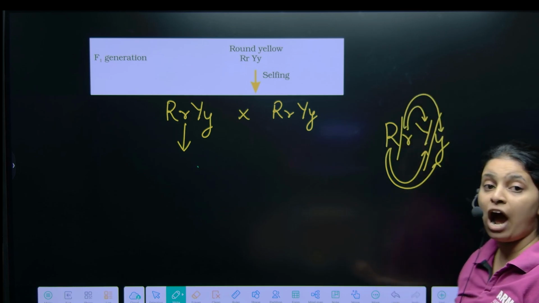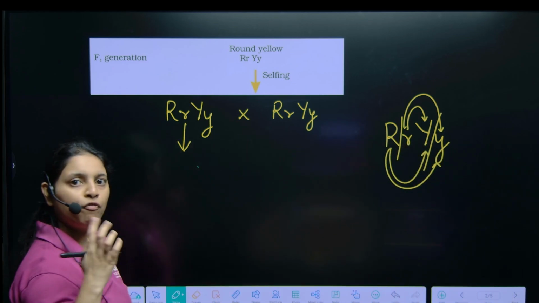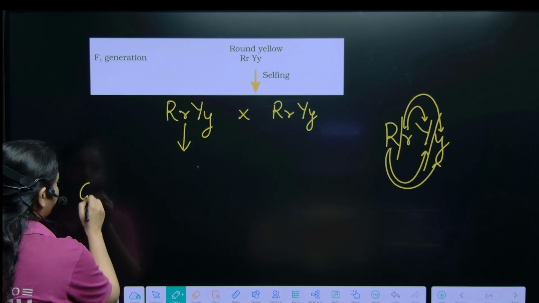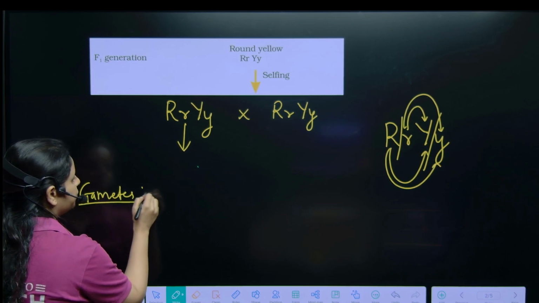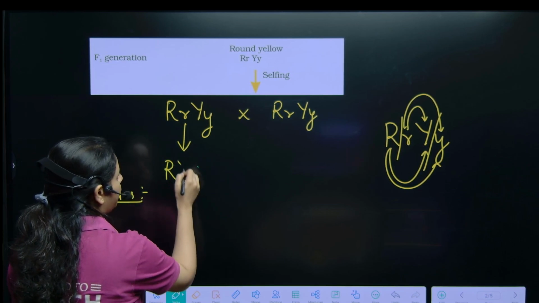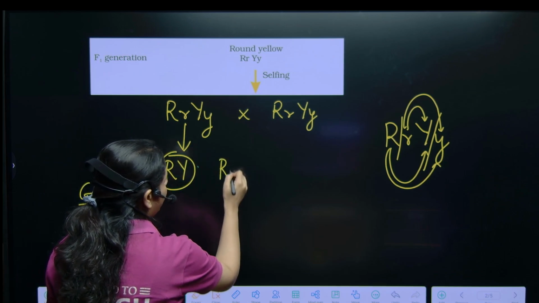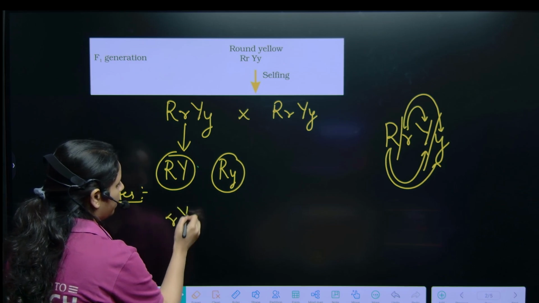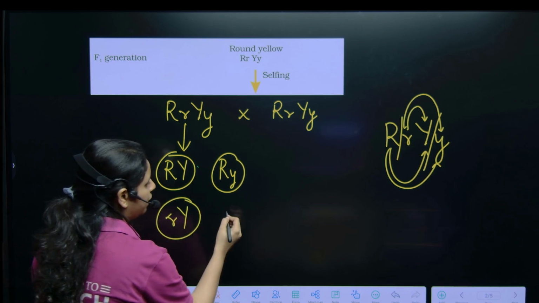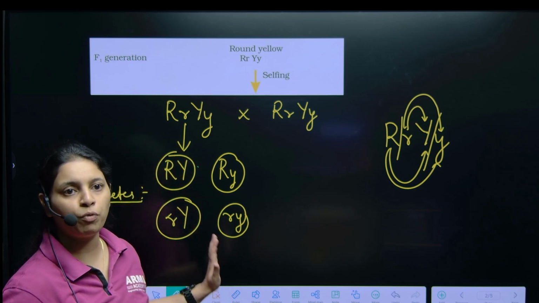So, now, how many different combinations can you write? Here, we can write 4, right? So, gametes produced in the F1 plant. Let's write. First, we have capital R, capital Y. Next, we have capital R, small y. Next, we have small r, capital Y. And last, we have small r, small y. So, these are the 4 possible gametes.